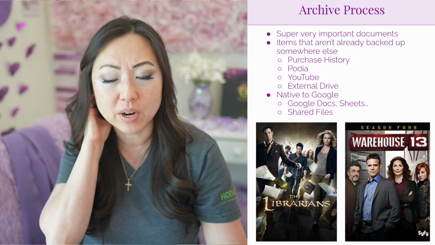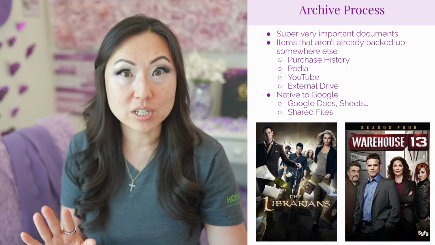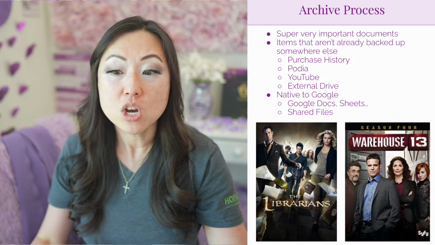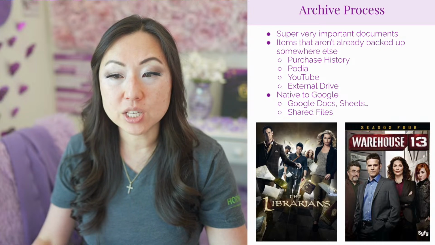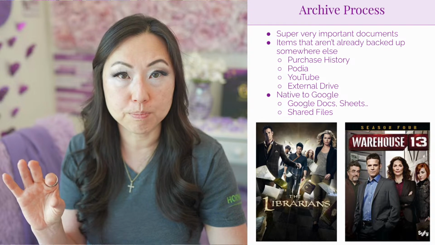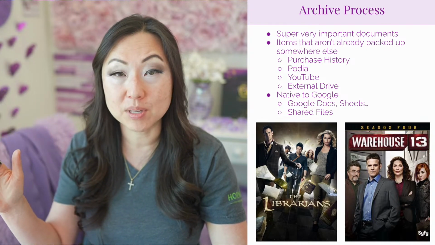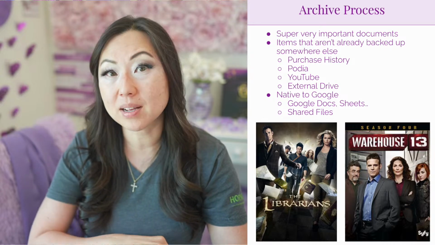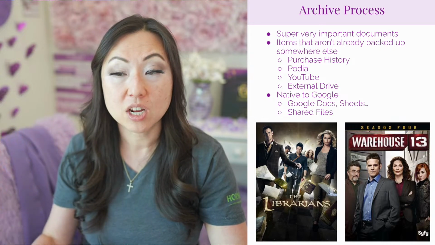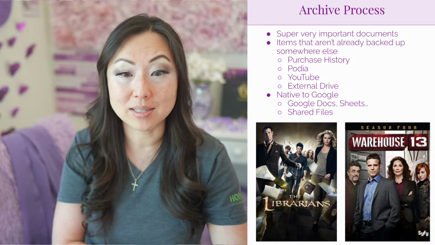Items that aren't already backed up somewhere else. So if you have important documents, any important documents, make sure they're backed up somewhere. So, purchase history, if you have receipts, I have a folder inside of Gmail that I just call business receipts. I don't know what's in there. Every time I have a receipt that comes up through my inbox, I just file it away automatically, and that way I don't have to think about it. So I don't actually download it and store it somewhere else. I just know my email has everything.